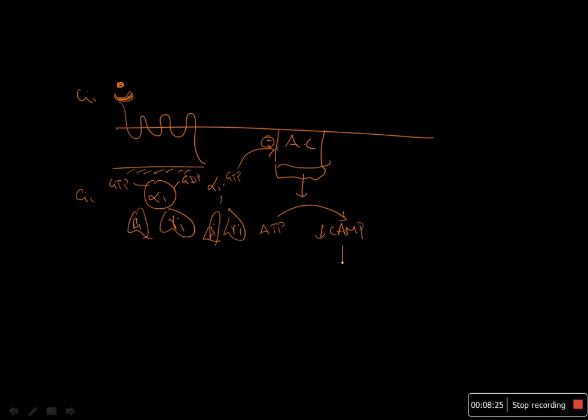Since there are low levels of cyclic AMP, there will be low levels of protein kinase A. Since there are low levels of protein kinase A, there will be low phosphorylation of the calcium channel. There will be no phosphorylation of the calcium channel, so there will be no calcium inside. So it will again create hyperpolarization because it doesn't allow calcium to come in.